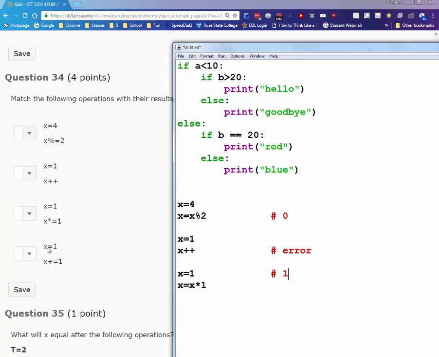And then here we go. X is equal to 1, x plus equals 1. X equals 1. Rewrite that as x equals x plus 1. And that one becomes clear. 1 plus 1 is 2.